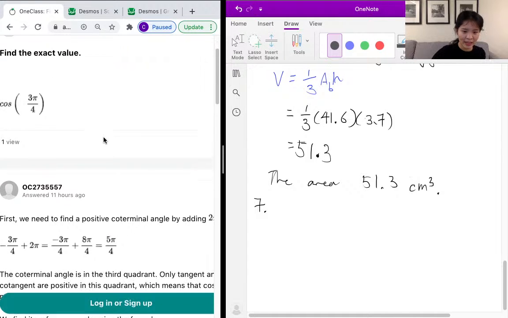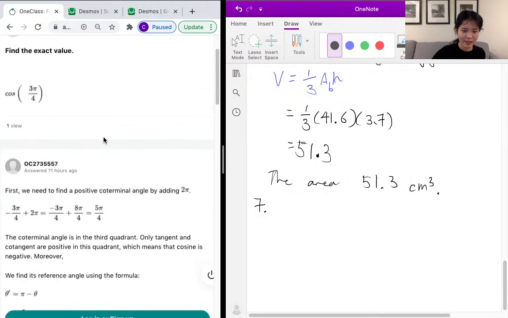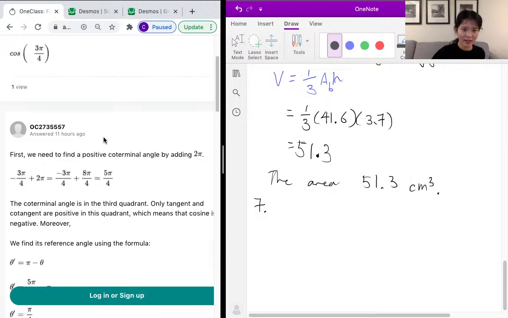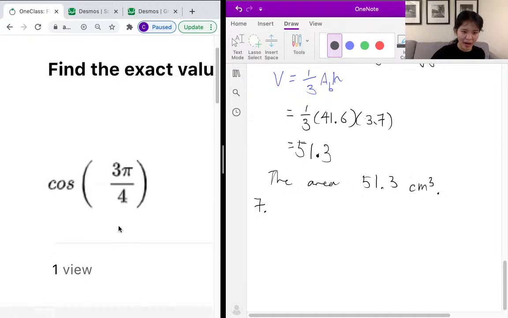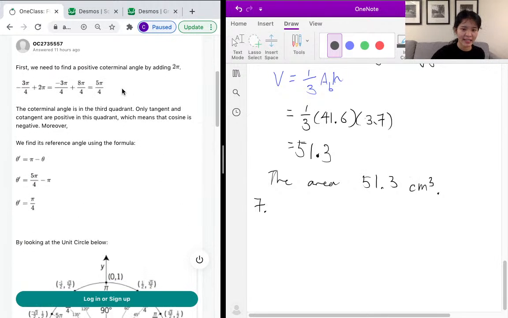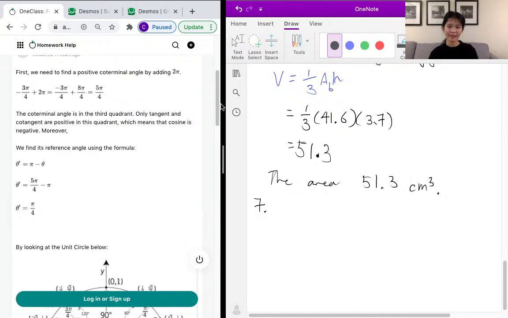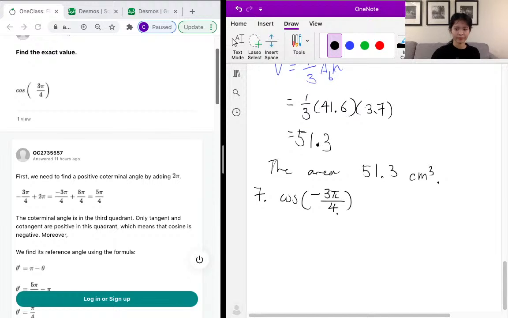So I'll just do negative 3 pi over 4, because the negative sign does exist. It's gray, and I can see it when you zoom in. I'm not sure if you can see. You can probably also see it on the video. You can see the color is really light gray, and it's kind of faint, but it does have a negative sign in front of it. So let's just find the value of cosine of negative 3 pi over 4.